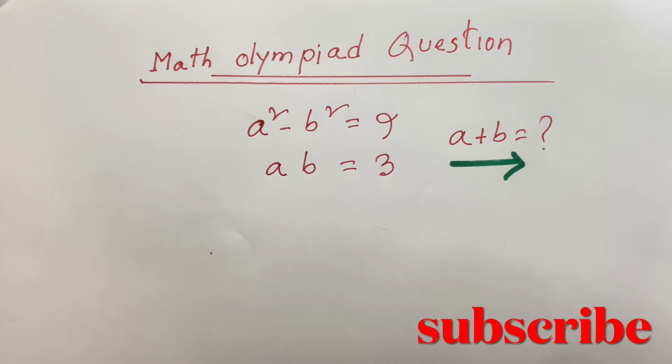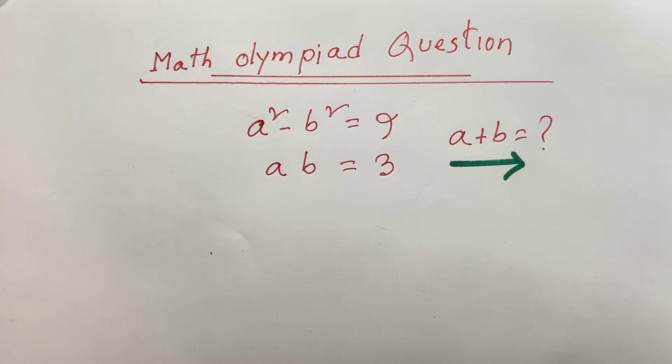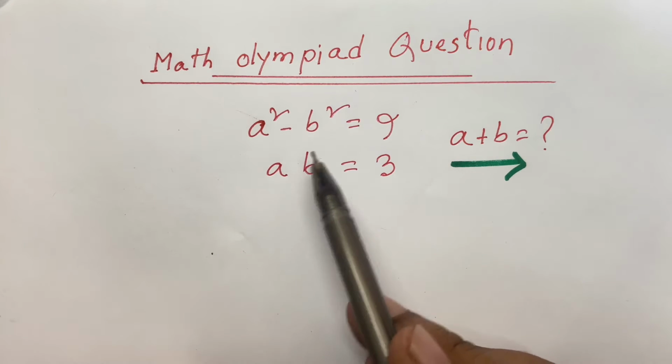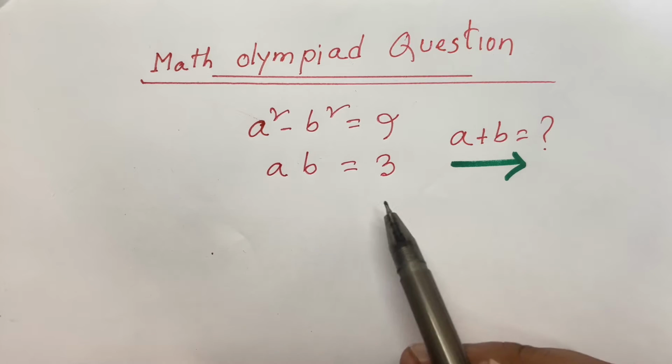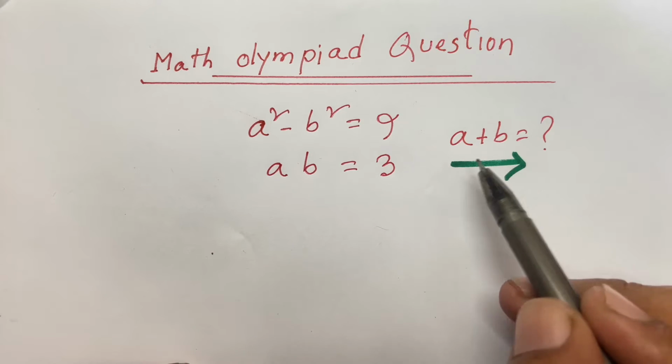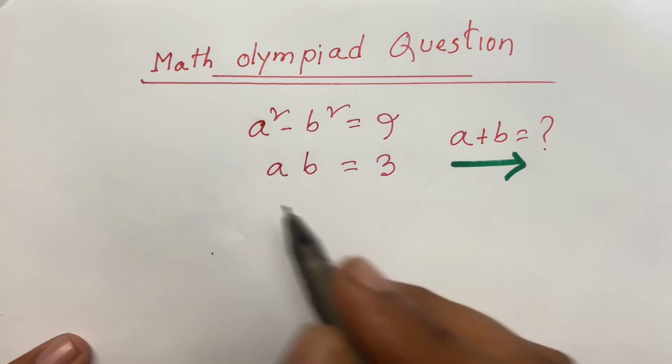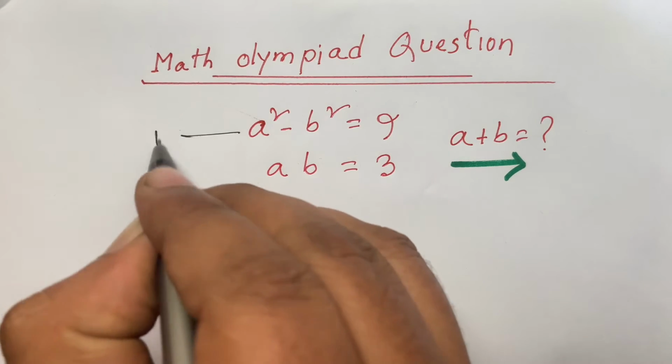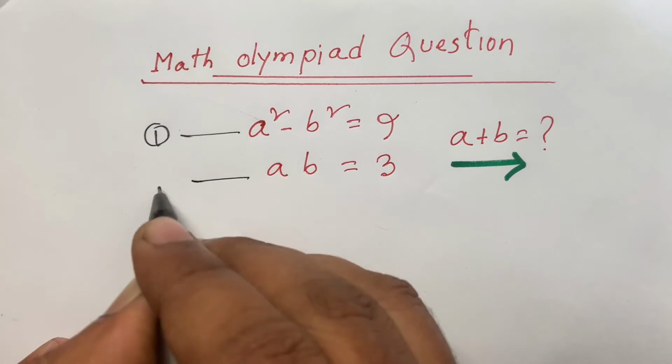Today I solve this question. It is a Math Olympiad question. In this case, a square minus b square is equal to 9, ab is equal to 3. What is the value of a plus b? So this is the first equation and this is the second equation.